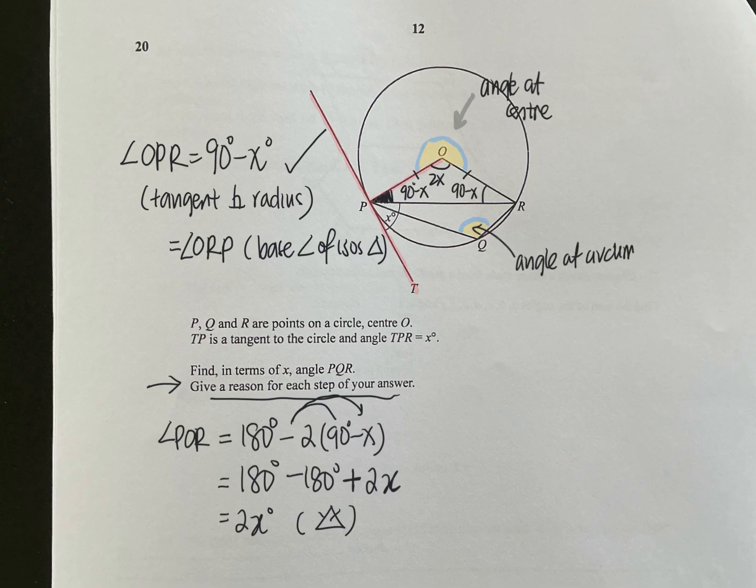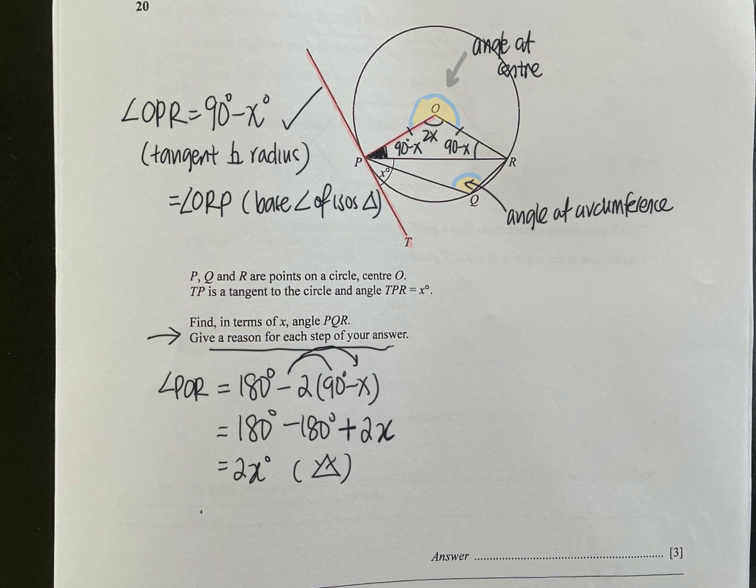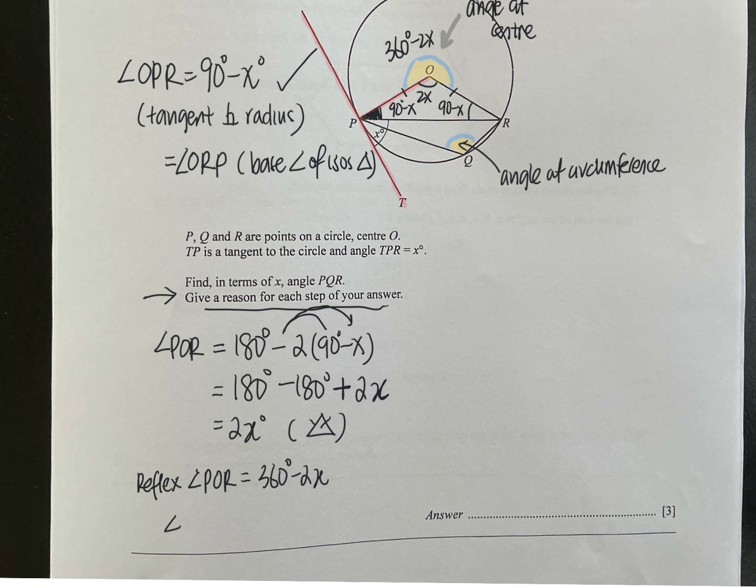So the question wants me to find what is PQR. So PQR, I need to find this one first. So this is 360 minus 2x. So the reflex of the angle POR is 360 minus 2x. So to find PQR, I half it. They never say must simplify. If you never simplify, you can leave your answer like that. If you want to simplify, then give me 180 minus x.